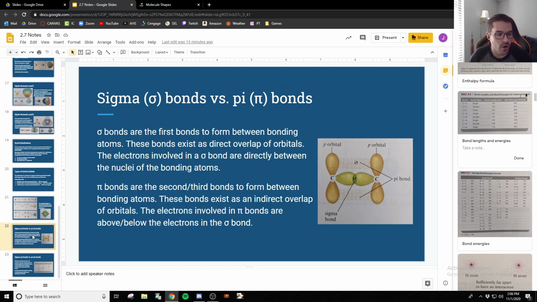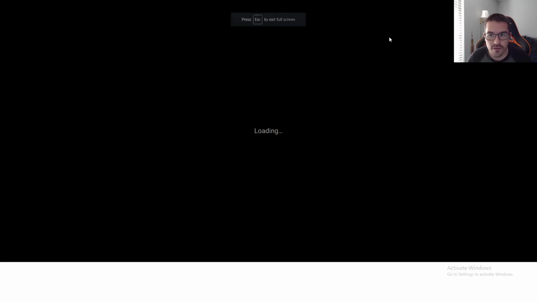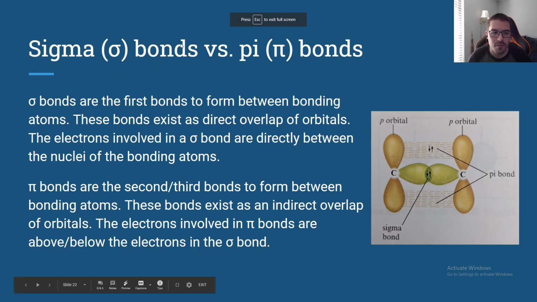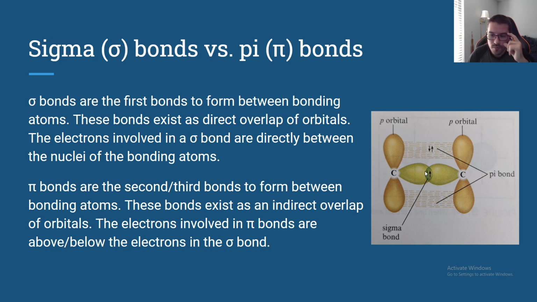Moving on. The last thing that we need to talk about in this video is the concept of a sigma bond versus a pi bond. These are Greek letters, sigma and pi. Sigma bonds are the first bonds to form between bonding atoms. These bonds exist as direct overlap of orbitals. You can see here between two carbon atoms, the sigma bond would be the single bond, where you have one electron here, one electron here, those up and down arrows that we were using in the electron orbital diagrams. The two electrons would reside here in this overlap. That's referred to as a sigma bond.